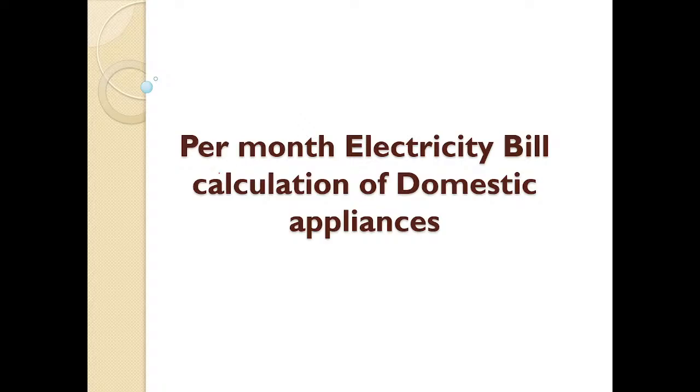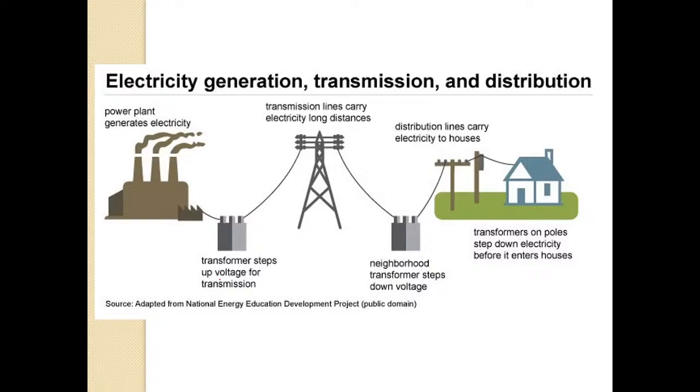So, per month electricity bill calculation for domestic appliances. Let us see how to calculate the electricity bill for domestic appliances for 30 days. Approximately, we will usually assume per month consists of 30 days. Of course there will be 31, 28 or 29 days, but approximately we'll consider 1 month as 30 days.